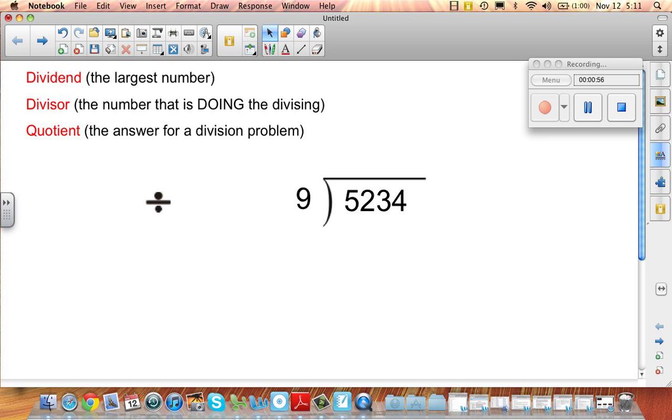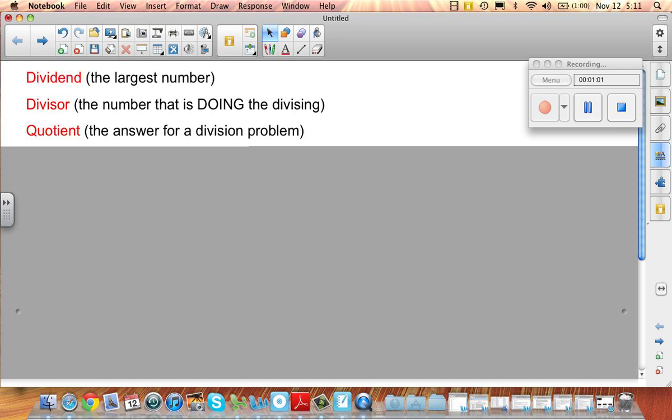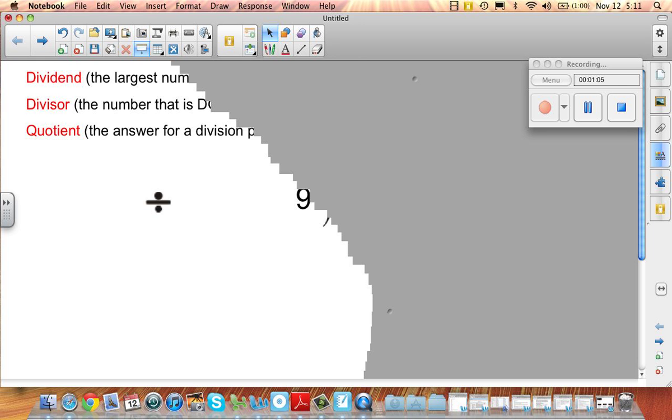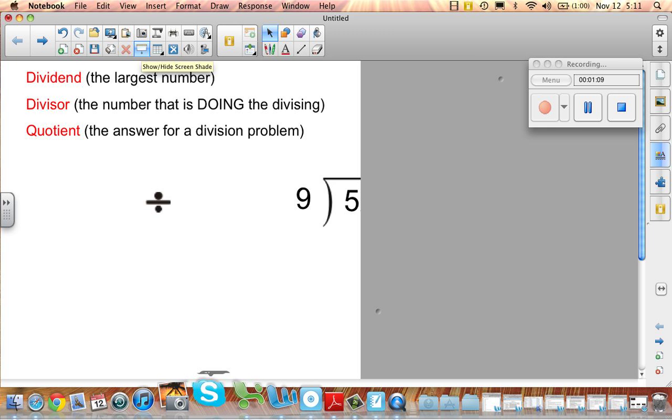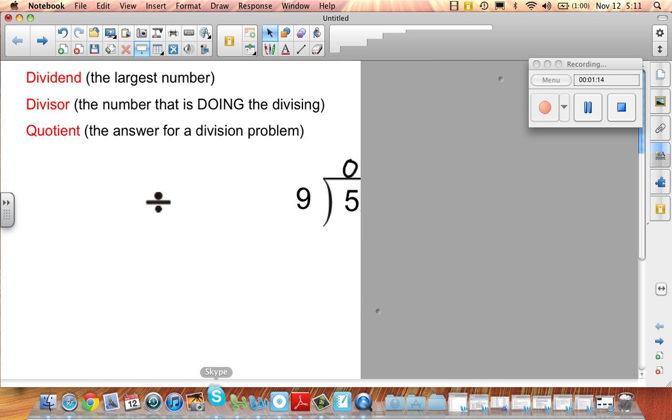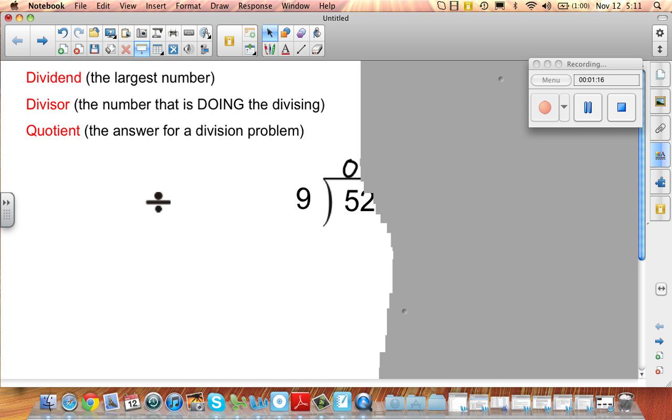If I were doing this with pencil and paper, I would get my finger out right now and I would say, how many times does 9 go into 5? Easy, 0. 9 goes into 5 0 times. Then I would take my finger and slide it over to the next place and say, how many times does 9 go into 52?